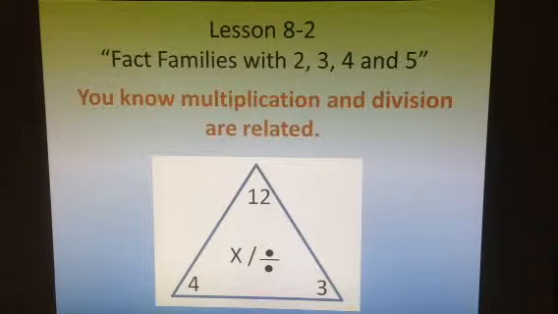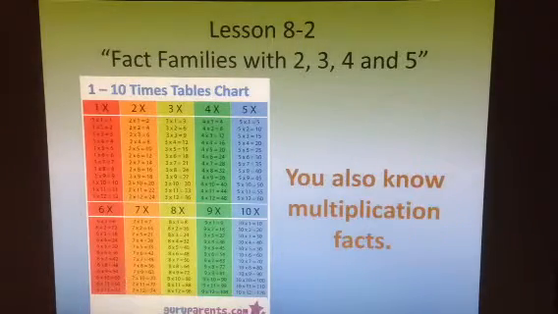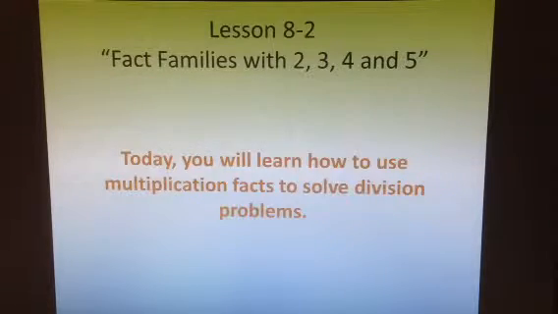Hello. Today's lesson is lesson 8-2, and it's called Fact Families with 2, 3, 4, and 5. You know multiplication and division are related. You also know multiplication facts. Today you will learn how to use multiplication facts to solve division problems.